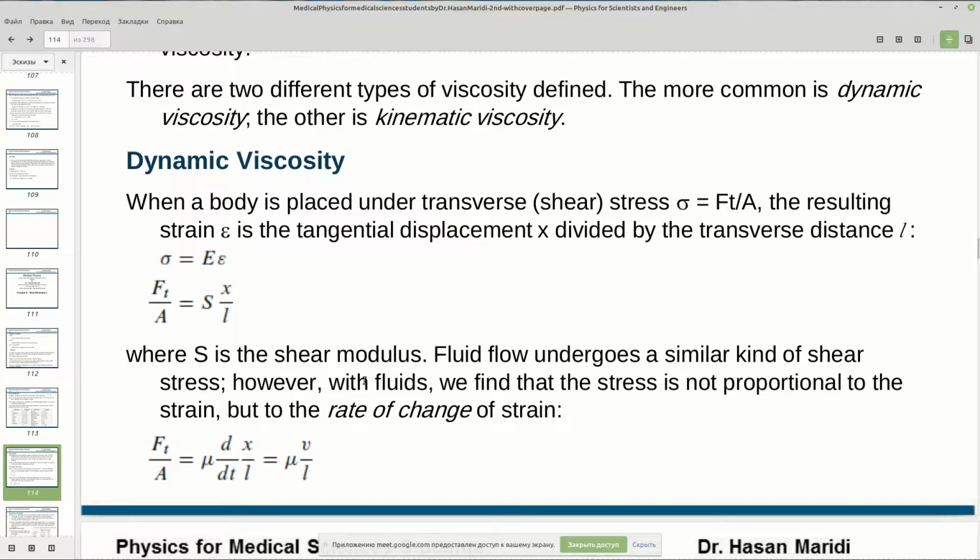In fluid flow, the fluid undergoes a similar kind of shear stress. However, with fluids, we find that the stress is not proportional to the strain, but to the rate of change of strain. F transverse divided by area is equal to mu times the derivative dx/dt divided by L, which equals mu multiplied by v divided by L.